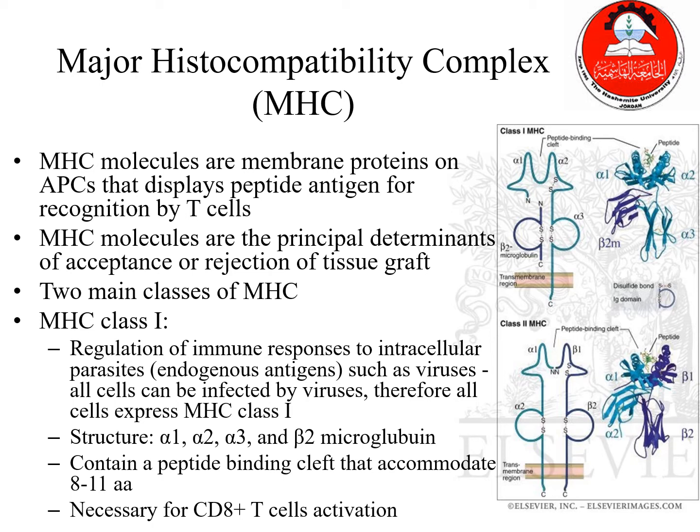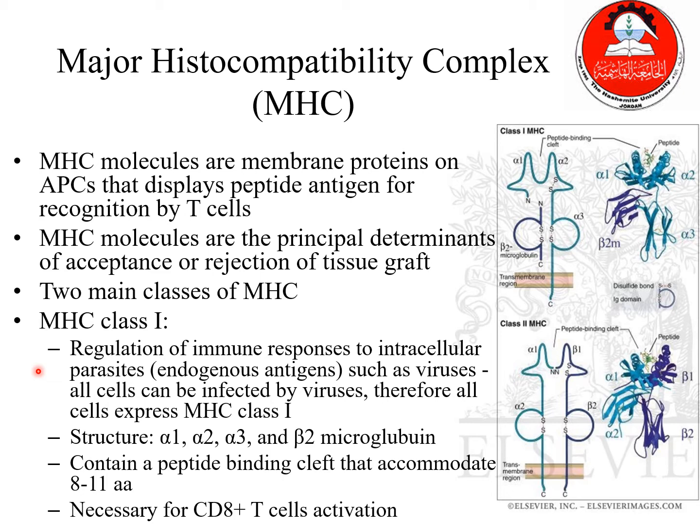Major histocompatibility complex molecules are the principal determinants of acceptance or rejection of tissue graft. It plays an important role in the acceptance or rejection of the tissue graft. We have two types of MHC classes: MHC class 1 and MHC class 2. MHC class 1 plays a role in regulation of immune response to intracellular parasites such as the viruses. All cells can be infected by virus, therefore all cells express MHC class 1. The MHC class 1 is expressed in all nucleated cells.